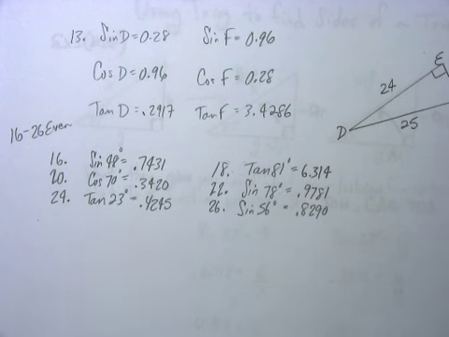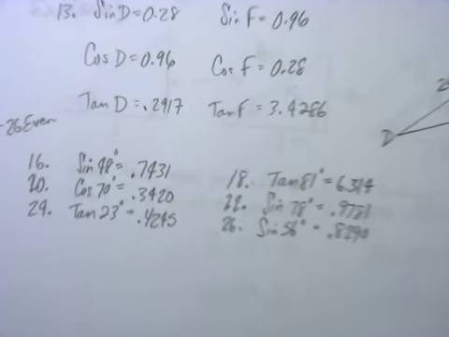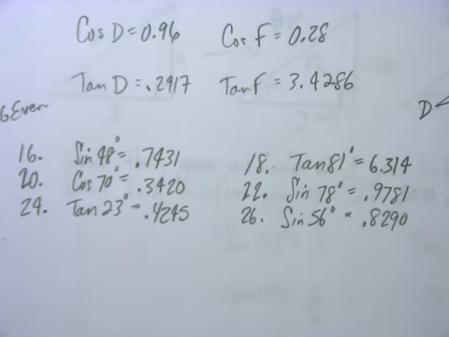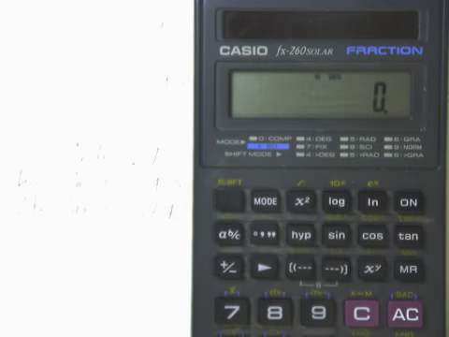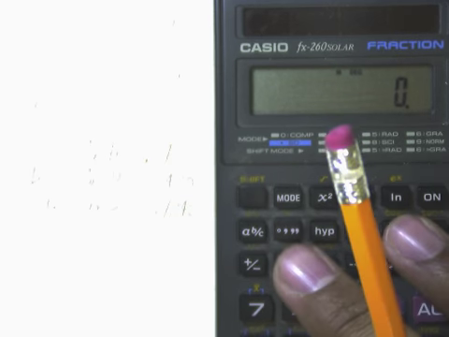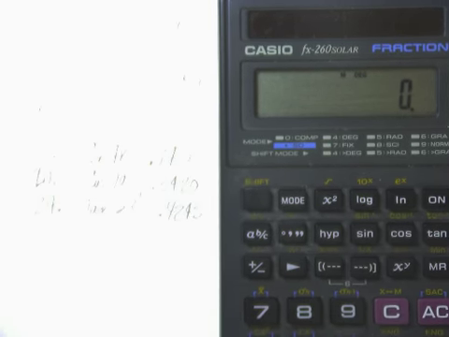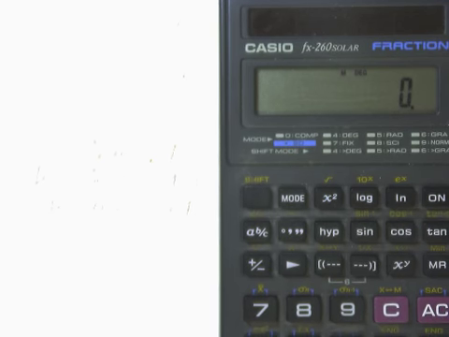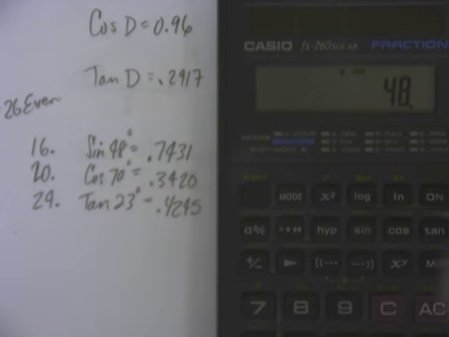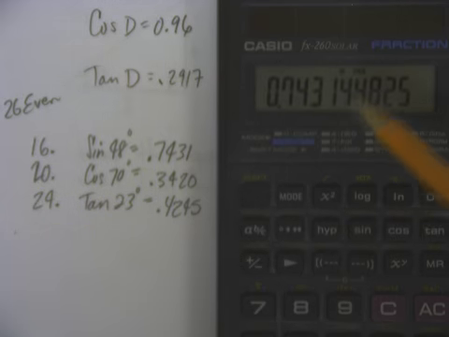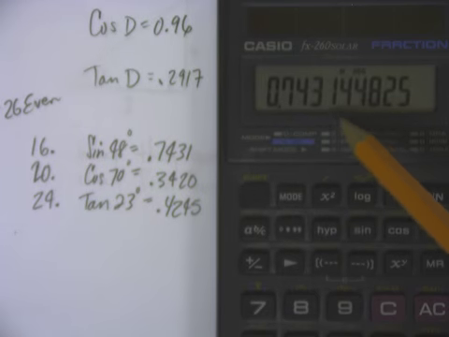Now, for questions 16 through 26 even, they were asking you to use a calculator to find out the numerical values of these trig functions here. And simply put, all you have to do here is use my calculator. Question number 16 is asking for the sine of 48 degrees. So I put in 48 degrees, and now I hit my sine button, and I get a decimal, 0.7431.